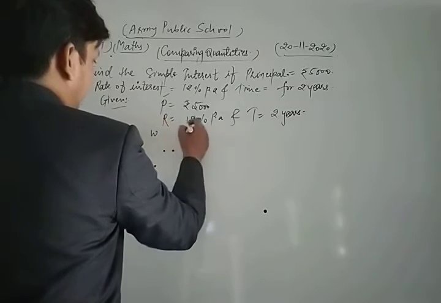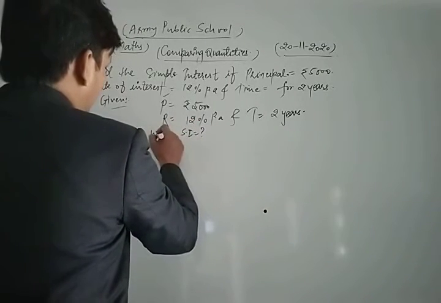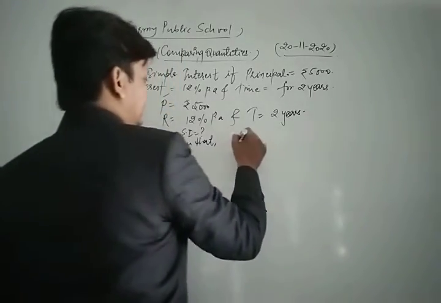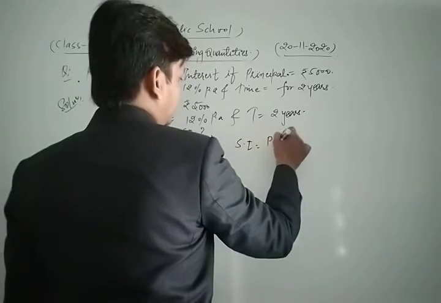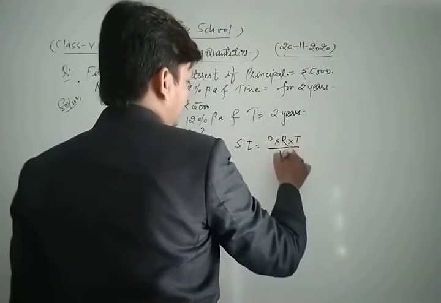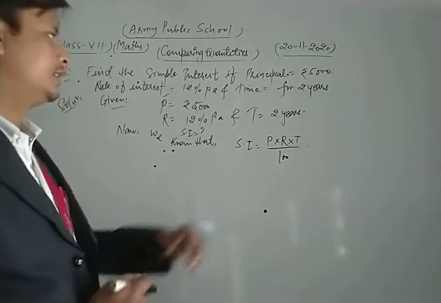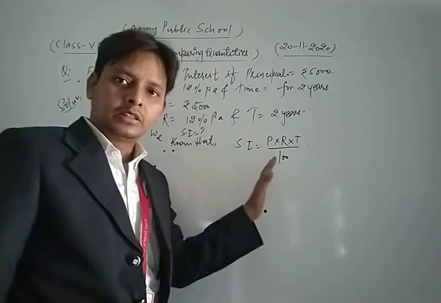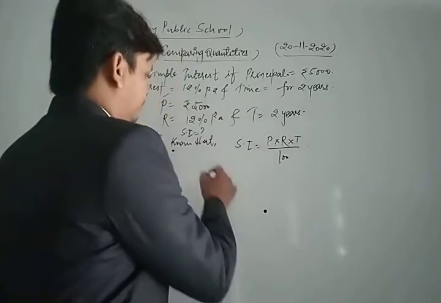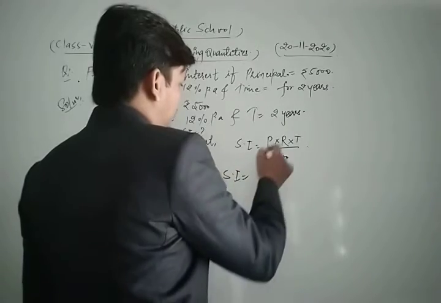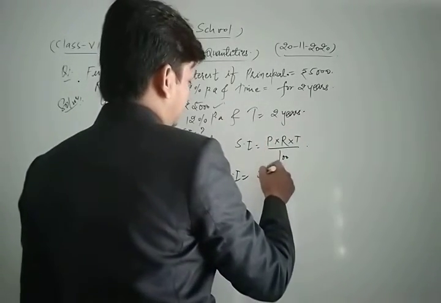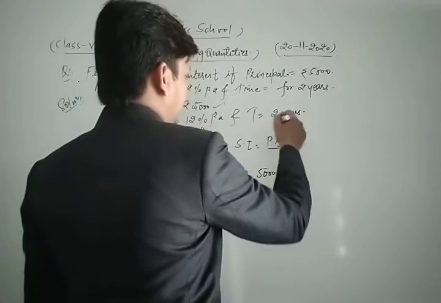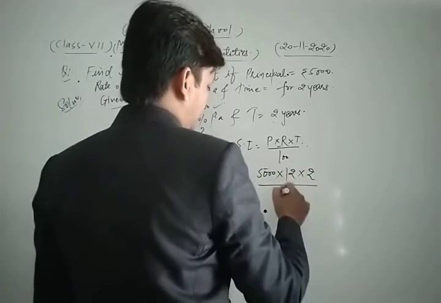Now we know that we find simple interest. The formula for simple interest is what? Simple interest is equal to principal into rate into time upon 100. This is the general formula for interest. So now we put all the values in the given formula and simplify them. So we get simple interest is equal to P is what? Rupees 5,000. Rate of interest is what? 12. Time is 2 upon 100.